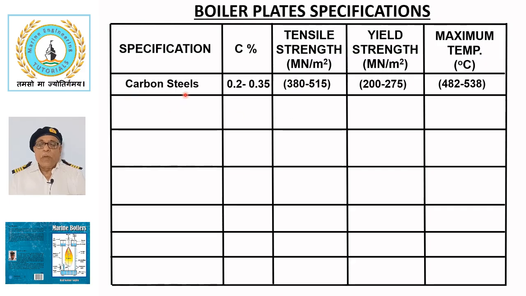Carbon steels. Low carbon steels with carbon between 0.2 to 0.35% has average yield strength of 242 meganewton per meter square at an average temperature of 510 degrees Celsius. It provides good ductility, weldability and permeability. Medium carbon steel with carbon content of 0.6 to 1% offers a good combination of strength and ductility. It is responsive to heat treatment and provides moderate weldability.